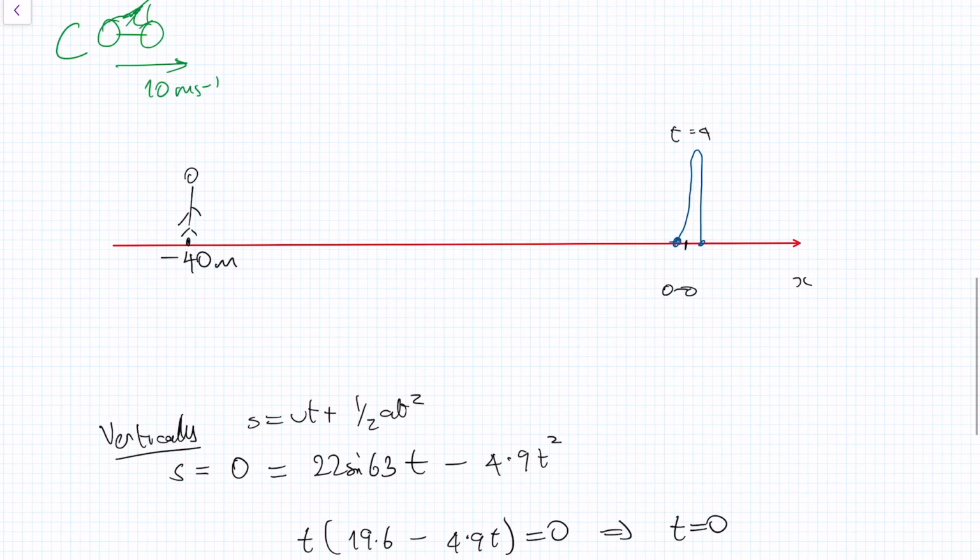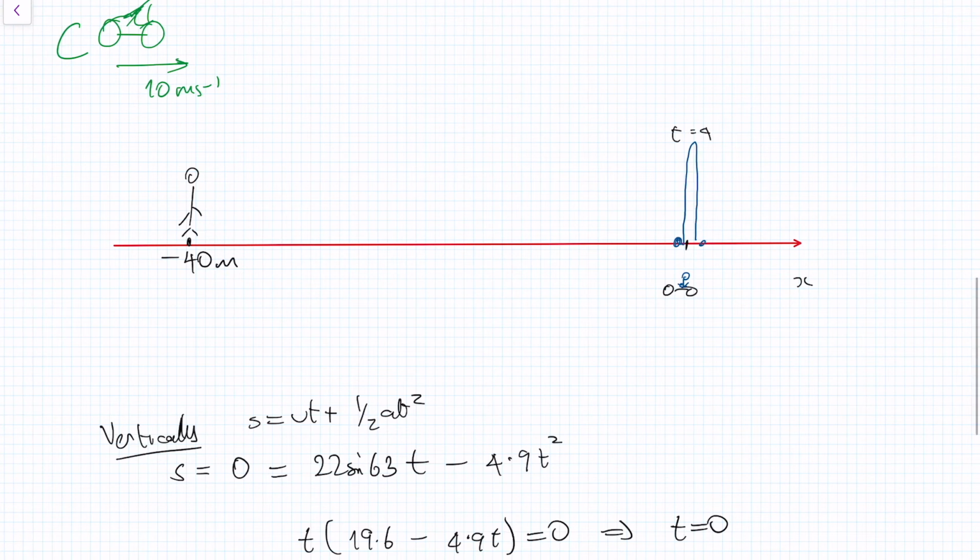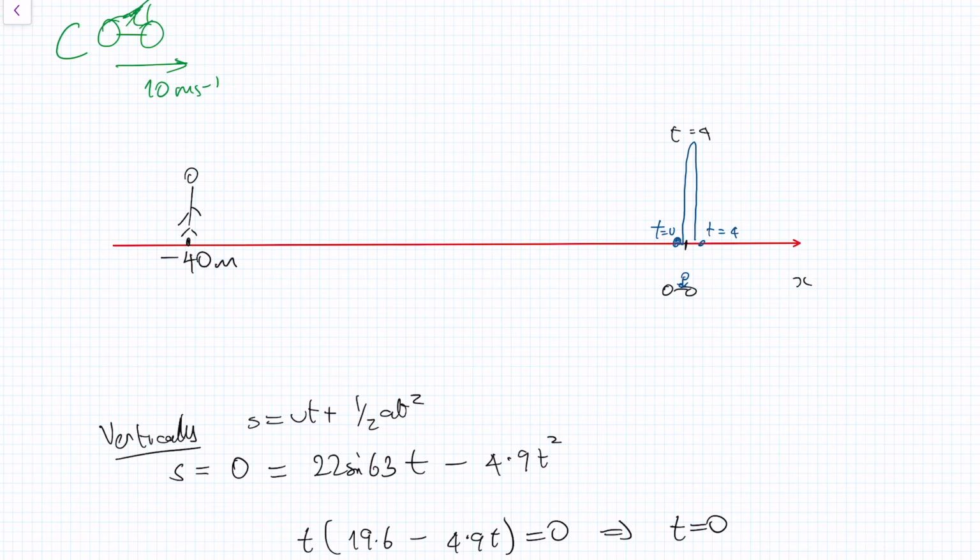So let me redraw this because it looks as if it is moving. It's not moving. So according to the cyclist who is here, the ball will be just performing vertical motion. It will be going up and down. This will be t equal to 0, and I should write t equal to 4 there. So that's what the person will be observing.